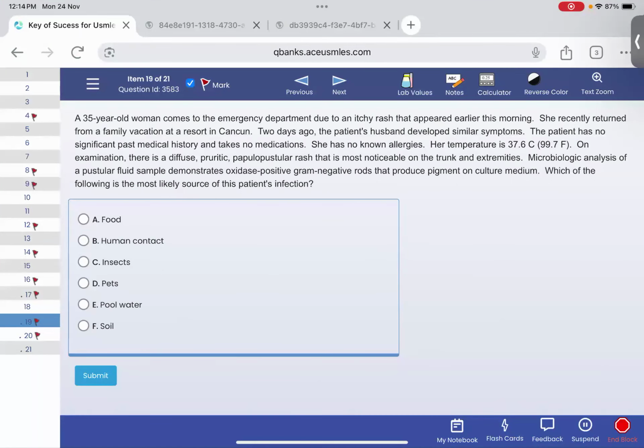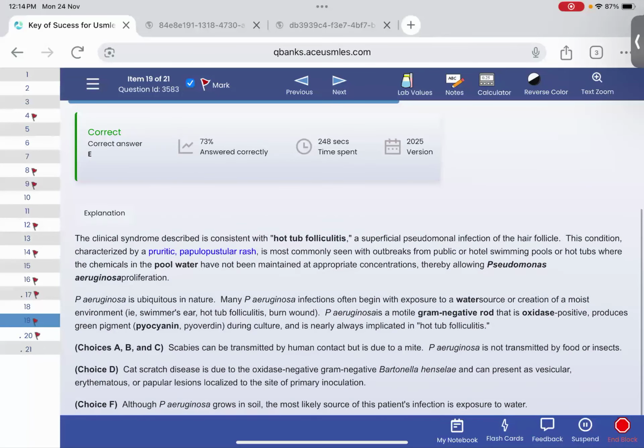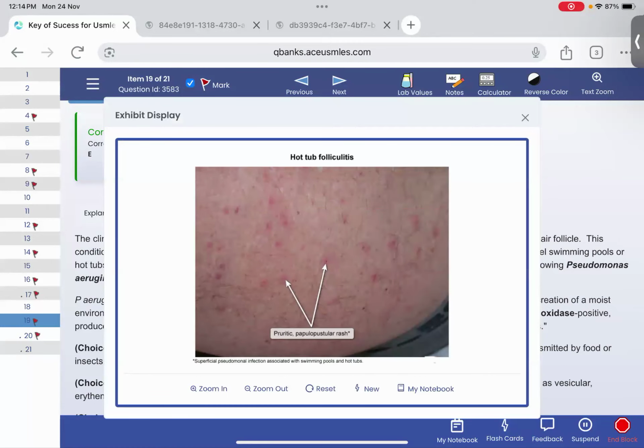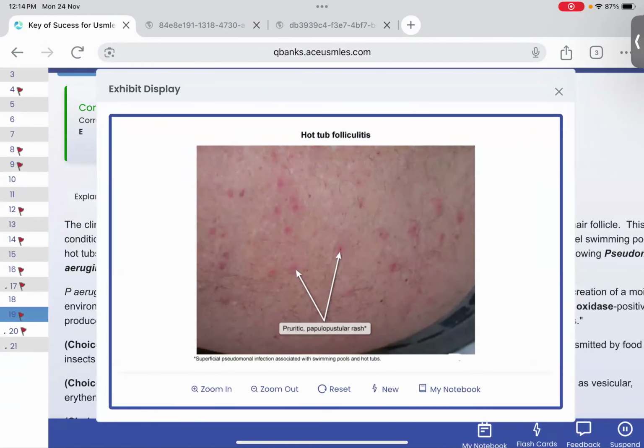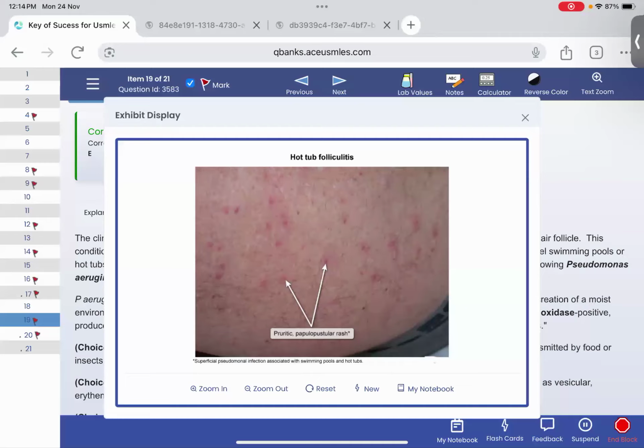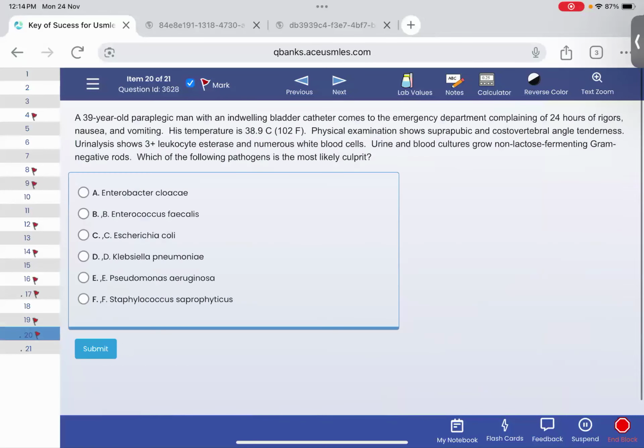So the correct option here would be contaminated water. Yeah, water. Right, perfect. So the rash will look like this. Okay, a pruritic papulopustular rash. All right, next question.